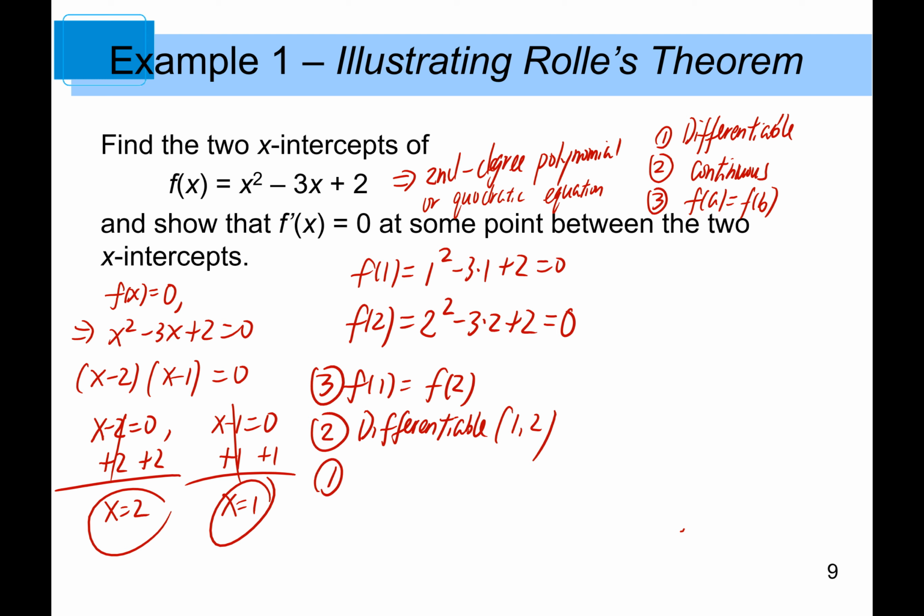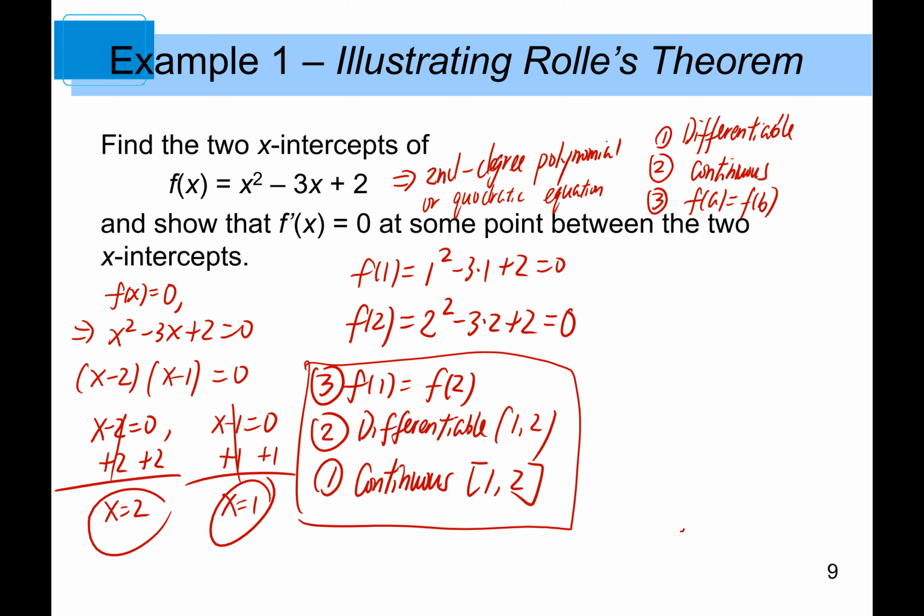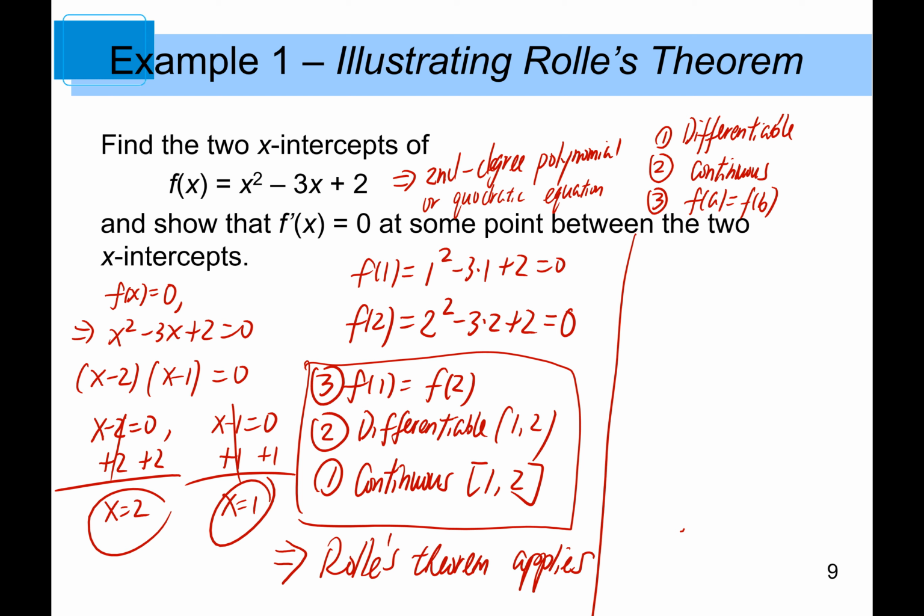First condition is continuous in a closed interval 1, 2. So now all three conditions are satisfied, right? So we can say that Rolle's theorem applies here. So there must be a horizontal tangent. In order to find a horizontal tangent, we've got to find it.